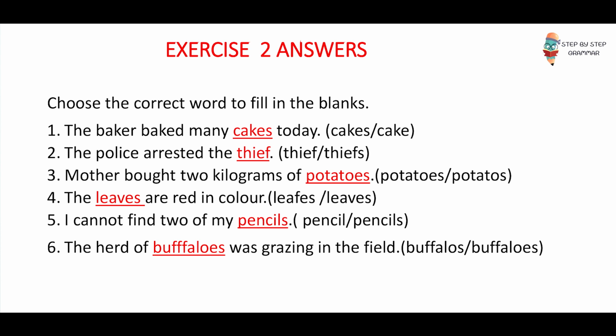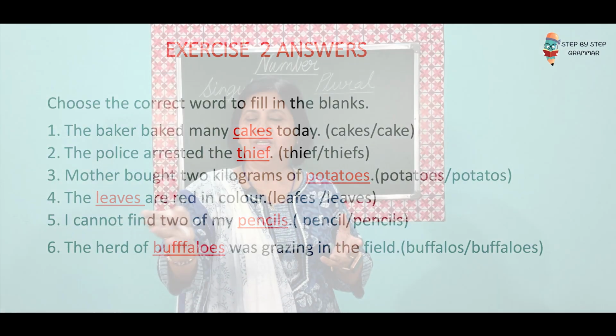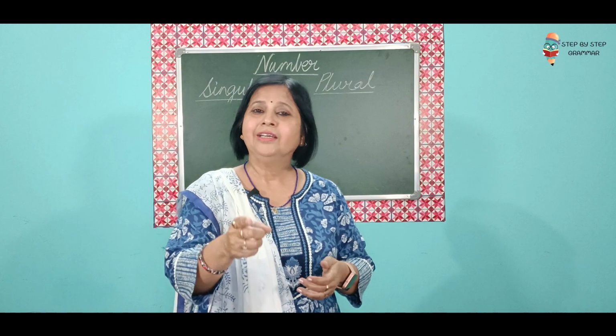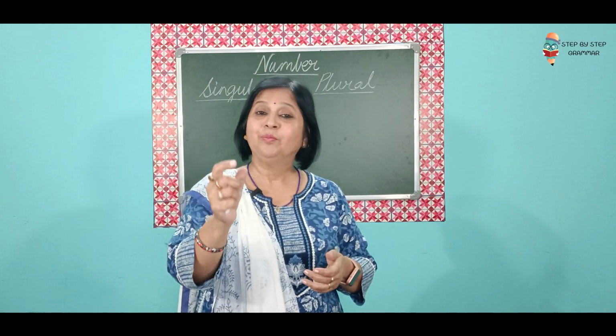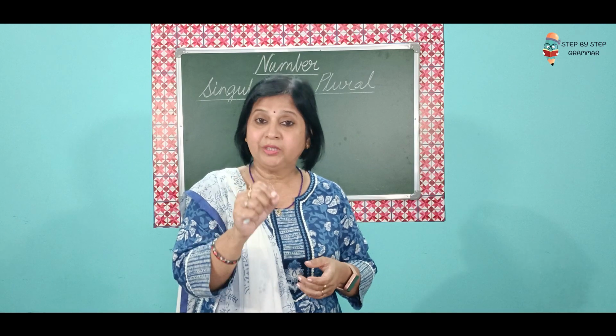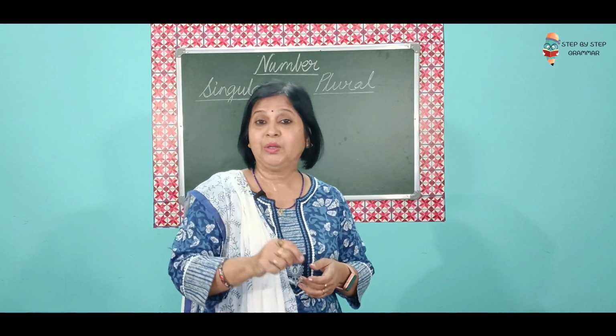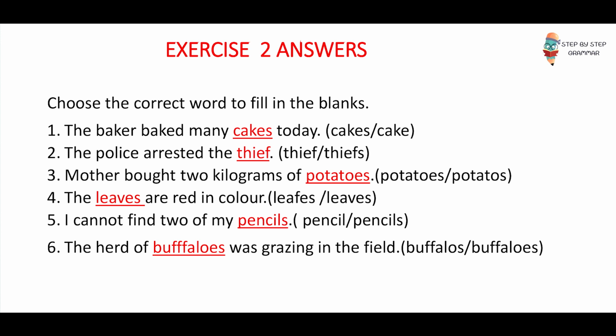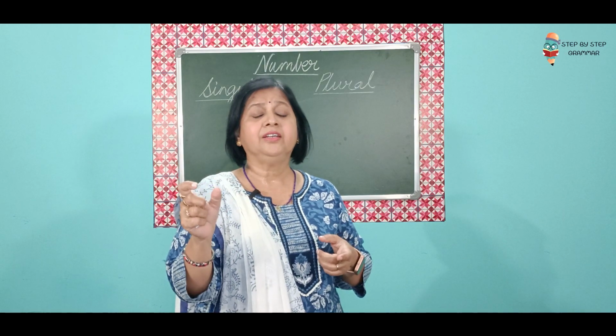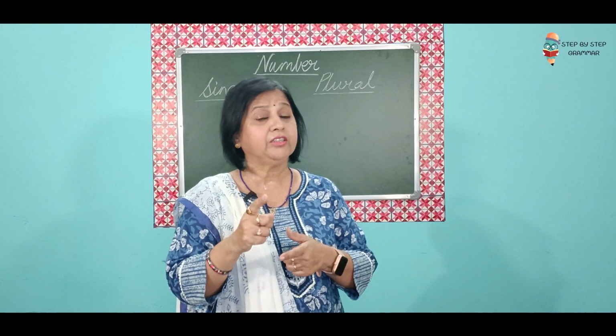Mother bought 2 kilograms of dash, potatoes or potatos. Again, the second option that is given is the incorrect plural, because the plural of potato is potatoes ending with ES. The dash are red in color. Leaves, or LEAFES, there is no word such as LEAFES. So your correct word is leaves, LEAVES. Because look at it, it is given the dash are red in color. So the word are over there definitely tells you it is more than one.